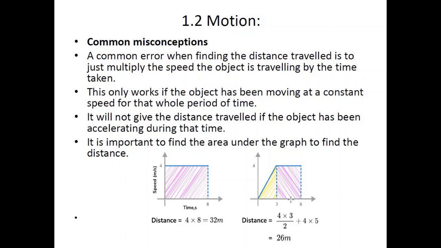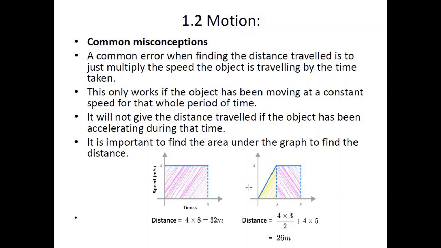Whereas this is a rectangle. From 3 till 8 it is 5, and the height would be 4. 5 4s would be 20, so 6 for this part, the yellow triangle, and 20 for the purple rectangle. 6 plus 20 would give you 26, and we would say the distance traveled is 26 meters.